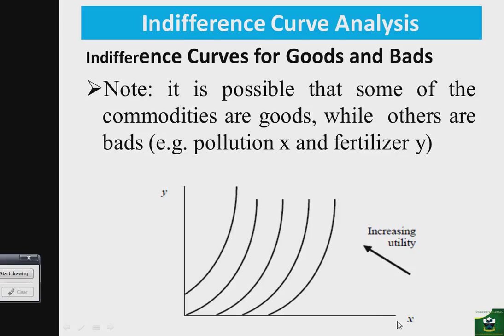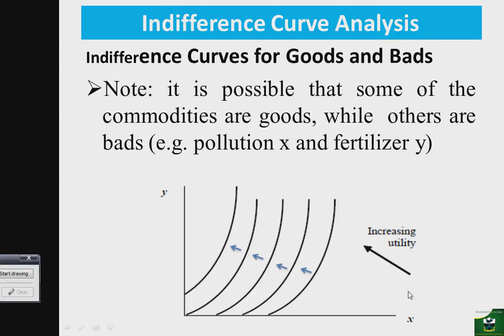Okay, so if you've drawn something that looks like this, then you drew it correct. What you notice here is that good X is a bad and good Y is a good. If this is a bad, then the direction of increasing utility will be to the left. So you are reducing the amounts of X consumed, but you'll be more willing to take in more and more of Y.